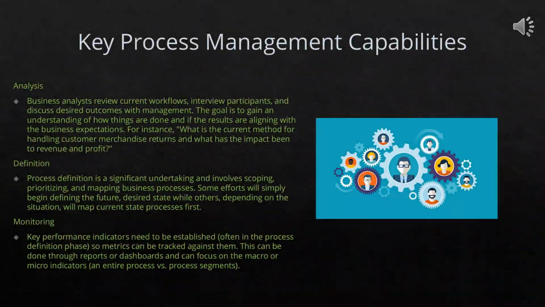Key process management capabilities. Analysis, definition, and monitoring are the three main key process management capabilities. Analysis: business analysts review current workflows, interview participants, and discuss desired outcomes with management. Definition: process definition is a significant undertaking and involves scoping, prioritizing, and mapping business processes. Monitoring: key performance indicators need to be established, often in the process definition phase, so metrics can be tracked against them.